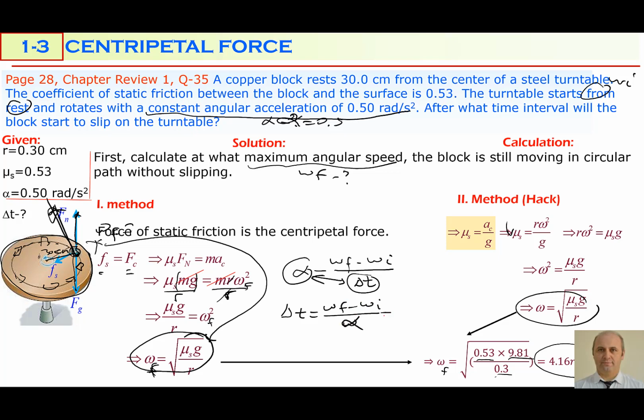So omega final is 4.16. Initial is 0 because it starts from rest, divided by alpha, the angular acceleration, 0.5. So you will calculate delta t as 8.32 seconds. So it takes 8.32 seconds for this copper block. For 8.32 seconds, it stays on the turntable without slipping. But after that time, because the angular speed becomes greater than 4.16 radians per second, it cannot follow the circular path. It's going to go off the table.